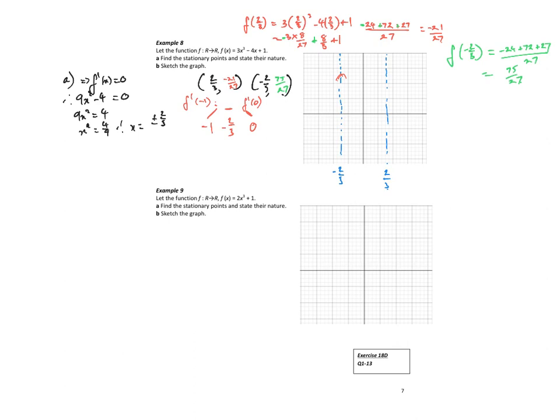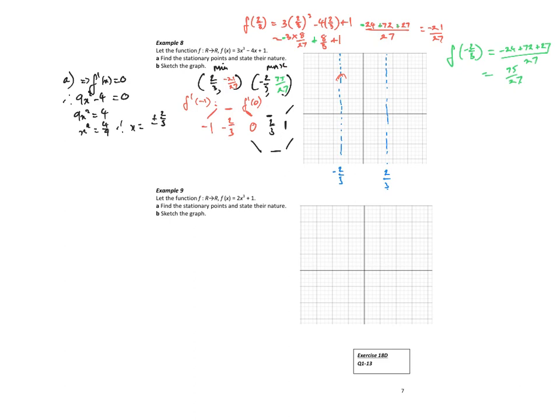Okay, so now if I extend that, if I put positive 2/3 here, I know the gradient is 0. And let's pick positive 1, which is on the other side. If I put positive 1 into that equation, I get 9 minus 4, which is a positive gradient. So you can see I get that, which makes it a minimum. So I've got their nature. That's a minimum at x equal to 2/3 and a maximum at x equal to negative 2/3.